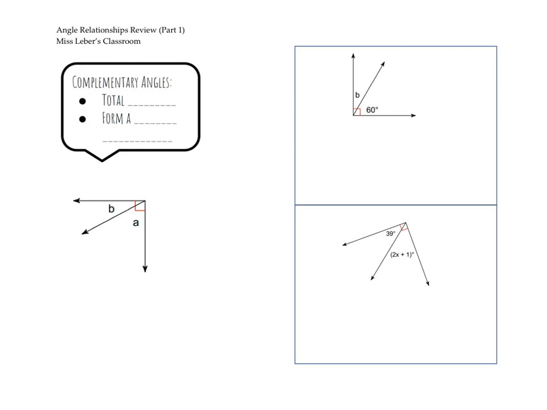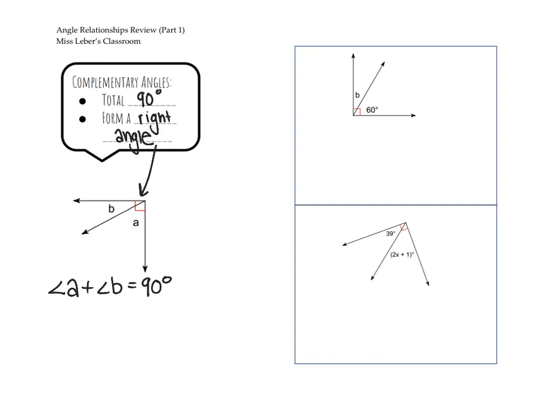So complementary angles are going to add up to be 90 degrees, and they form a right angle. Remember, we can see a right angle by that little red box. Sometimes it's a different color, but a box in the corner means that it adds up to 90 degrees. So here I would have that angle A plus angle B would equal 90 degrees, and I can use that to help figure out missing angle measures.